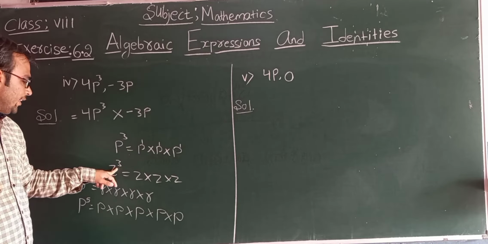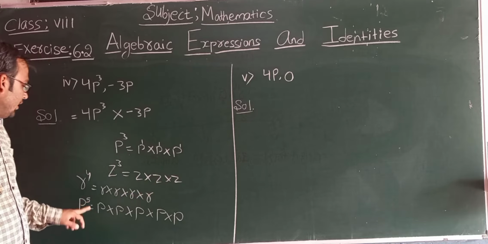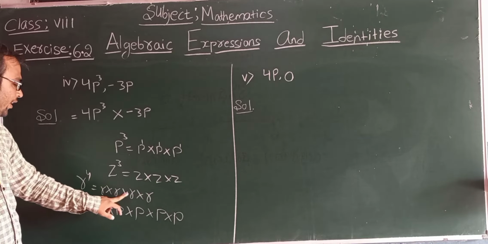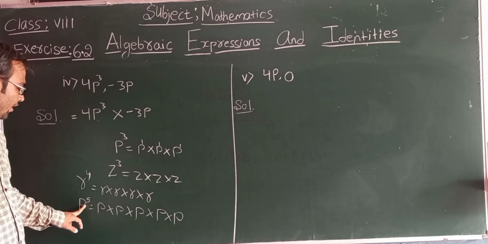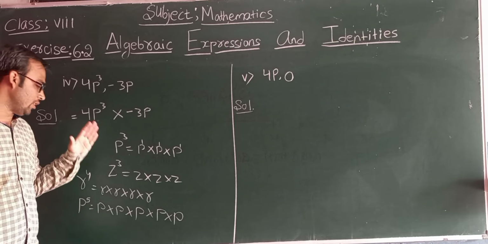And here Z cube means Z into Z into Z. R to the power 4 means R into R, 4 times. Here P to the power 5 means P 5 times. So this you need to understand.